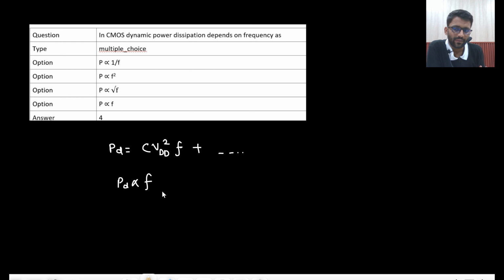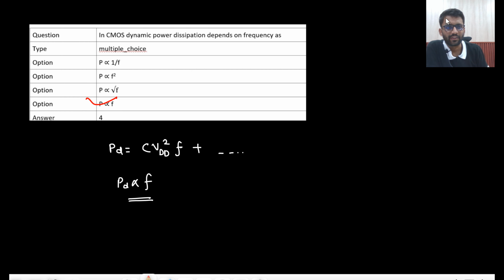This question we generally study in digital electronics. Generally we study about power dissipation in digital electronics. What is the dynamic power dissipation in CMOS? That is equal to C VDD square by T, or you can say C VDD square F. There is some leakage as well, those terms also come. Basically, dynamic power dissipation is proportional to the frequency. This we will study in digital electronics.